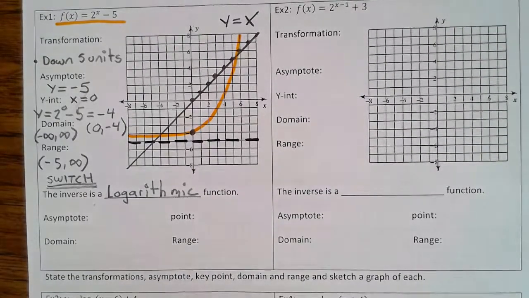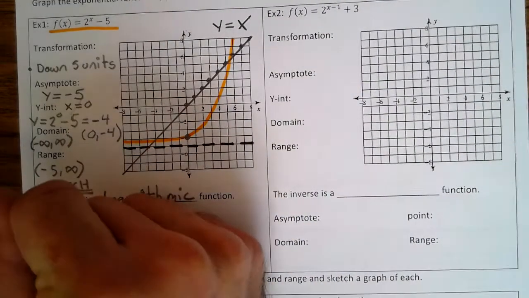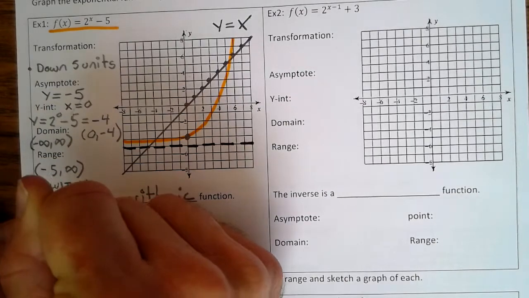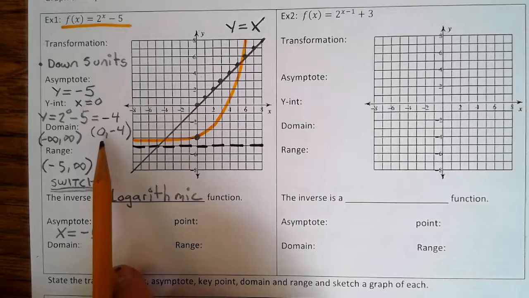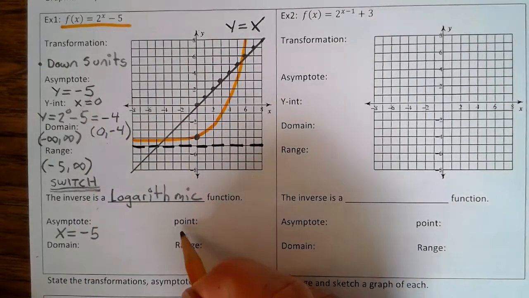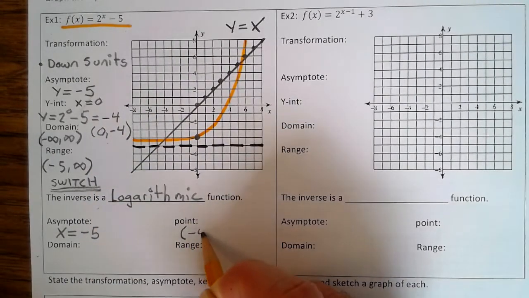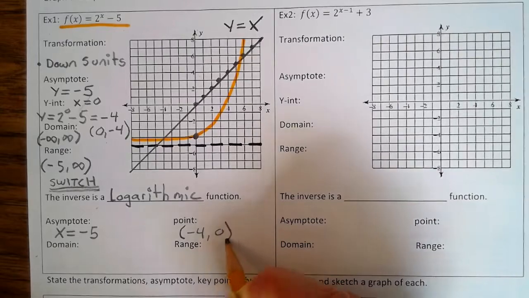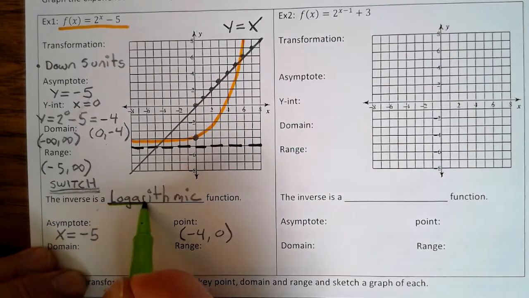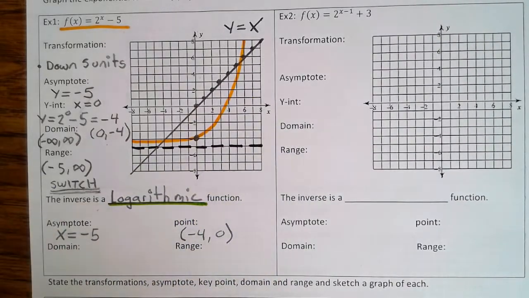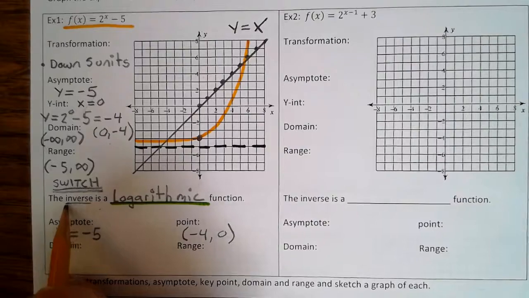So let's start with the asymptote. So the asymptote was y equals -5. Now it is the x. So x equals -5. The point was, well, the only point we have so far is the y-intercept. We know that 0, -4. Well, if we switch the x and y values, it's -4, comma 0. And we're going to do this in green. And we're switching everything. Key is because of the inverse.